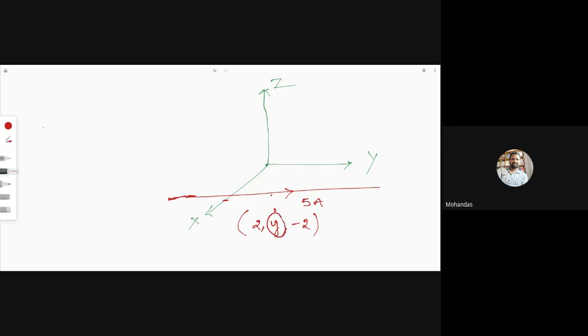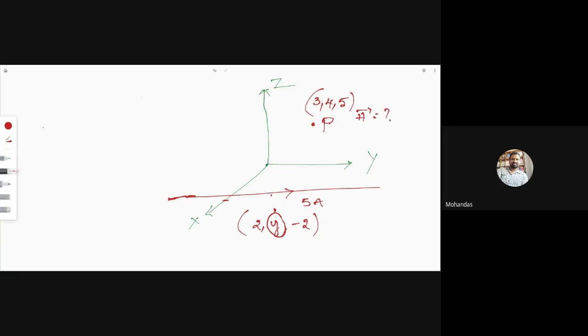Now, what is the field point here? Where is the field point located? Field point is located at 3, 4, 5. So 3 units along x-axis, 4 units along y-axis, and 5 units along z-axis. Here at this particular point, the field point is there. So 3, 4, 5. At this particular point P, we have to calculate H.